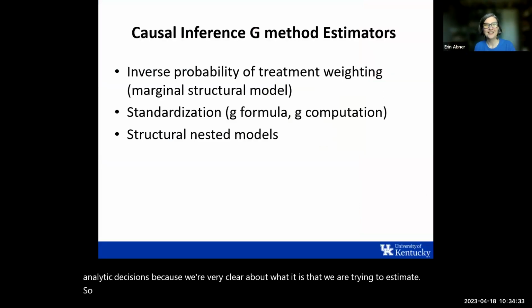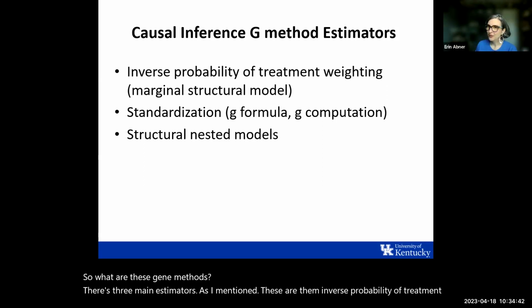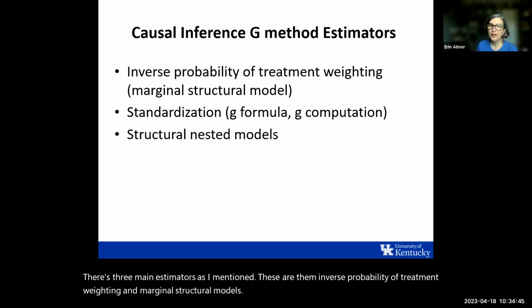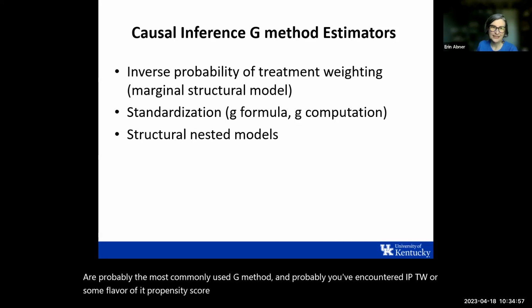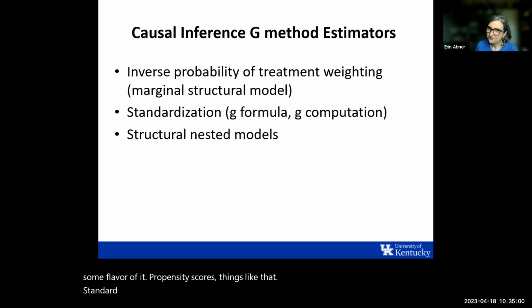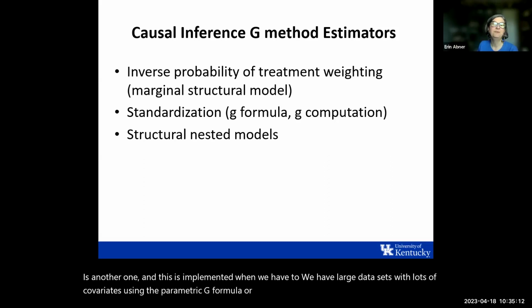So what are these G methods? There's 3 main estimators, as I mentioned. These are them. Inverse probability of treatment weighting and marginal structural models are probably the most commonly used G method, and probably you've encountered IPTW or some flavor of it, propensity scores, things like that. Standardization is another one, and this is implemented when we have large data sets with lots of covariates using the parametric G formula or G computation. And then there's another class of estimators called structural nested models.